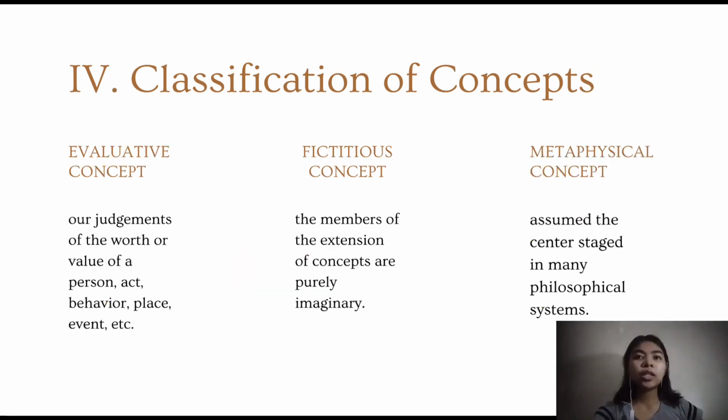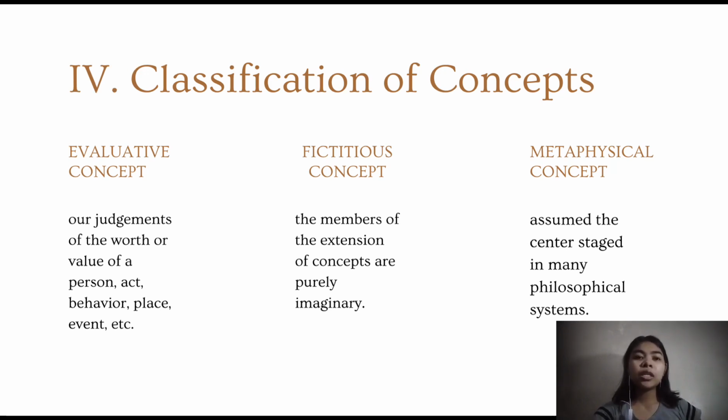So the next one is evaluative concept. This generated so much controversy because it covers a whole range of concepts such as moral, aesthetic, and religious concepts. For instance, good or bad, right or wrong, beauty and ugliness. So this is our judgment of value or worth of a person, act, behavior, place, or event.